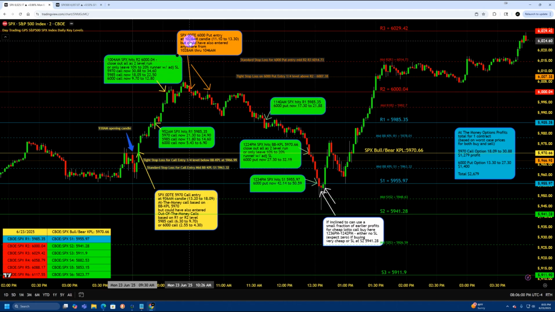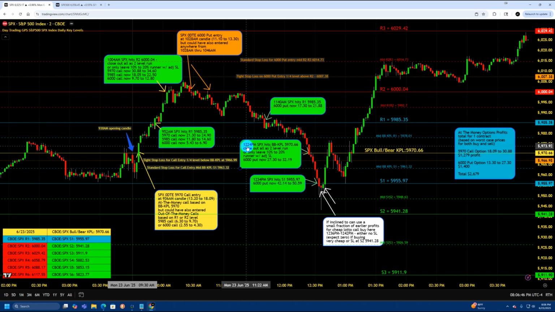So here, approximately an hour and 12 minutes later, at 11:40 a.m., SPX hits R1 at 59.8535. The 6,000 put is now 17.30 to 21.88. Okay, and then we get a continuation move here after it looked like it was going to try to pop back up, but then we got a nice encompassing red candle. It tried again and failed, and then it started moving down again throughout this series of candles.